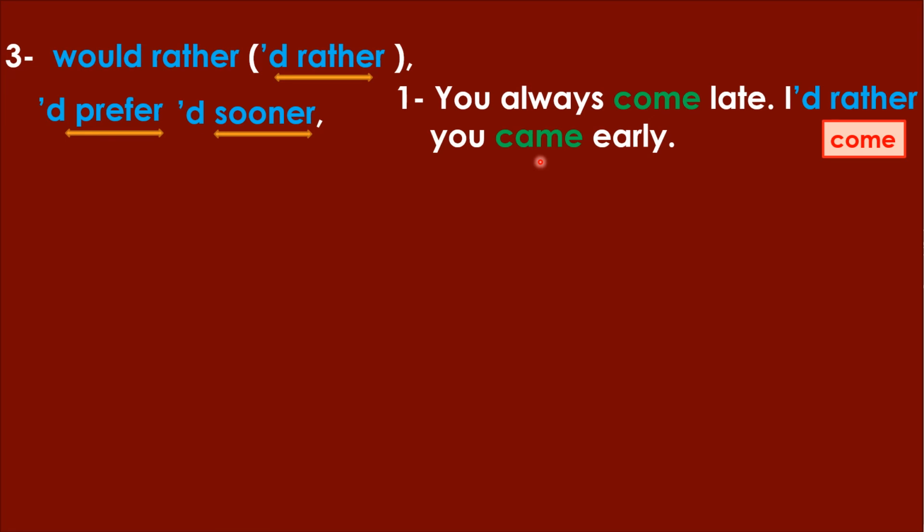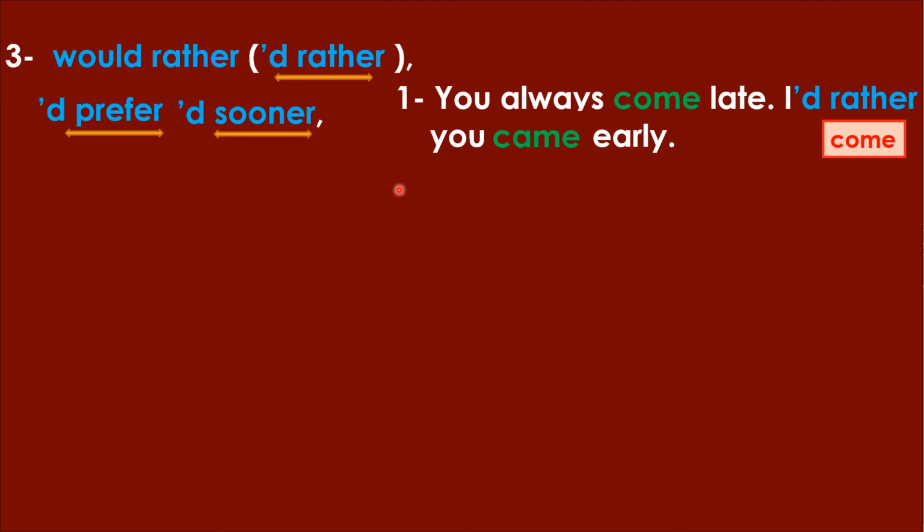Gate is past. That's exactly came. So in this case with I'd rather, okay, we don't use come. I mean, if you say I'd rather you come early, this is not right. We don't say you come early. So we have got to say, I'd rather you came early. Okay.